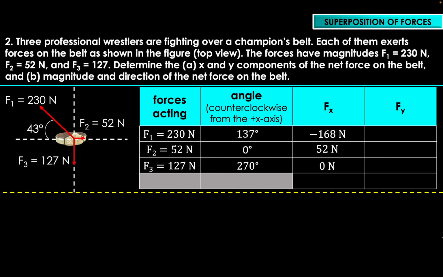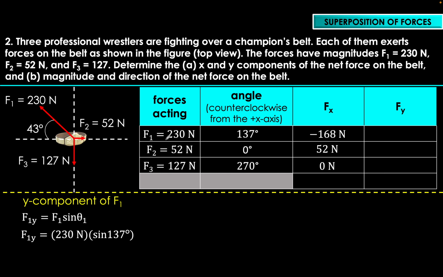Next, let's solve for the y components of these three force vectors. Again, for the y component, just use f sine theta, as long as the theta is measured from the positive x-axis. Then you plug in, it's just 230 times sine 137. A very similar solution to the x component, but this time we're using sine. You're supposed to get 157 newtons.